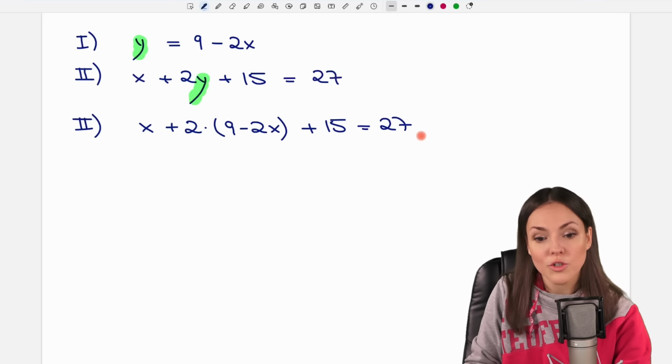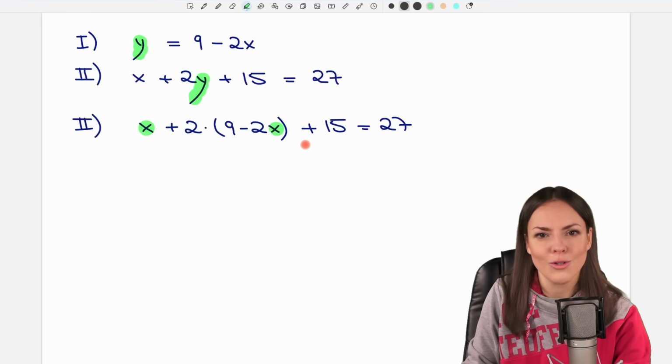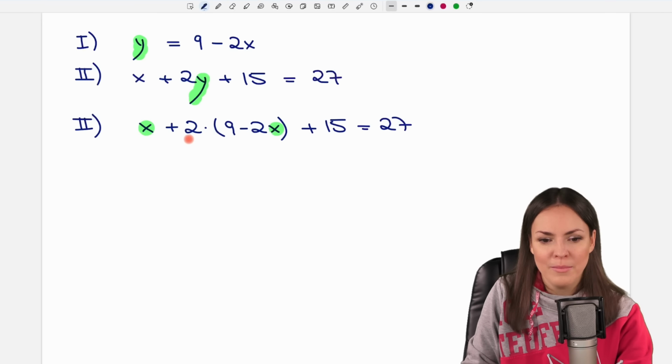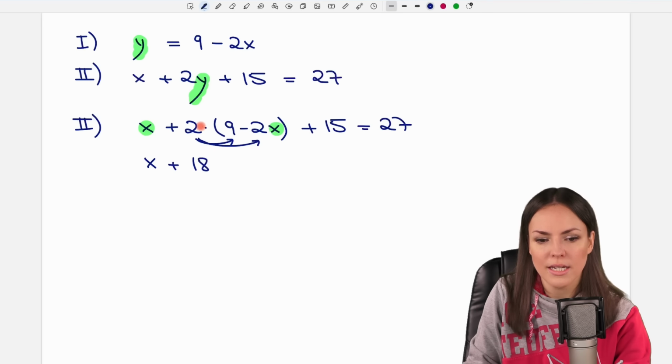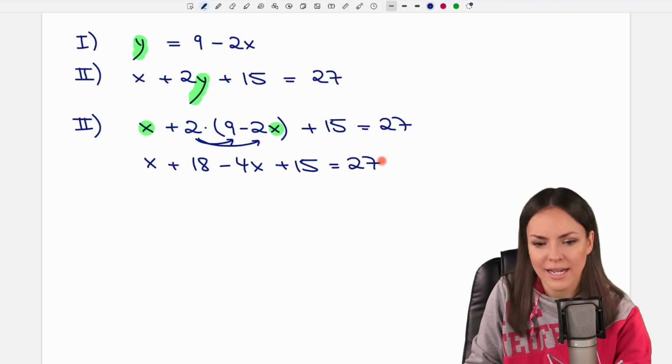Now I only have one equation here, and there is only x in here as a variable, so let's solve for x. Maybe we get rid of the parentheses first. So we multiply everything by the 2. 2 times 9 equals 18, and 2 times negative 2x is negative 4x, plus the 15 and the 27 on the other side. Let's simplify. x minus 4x equals negative 3x, and then 18 and 15 equals 33, and on the other side our 27.